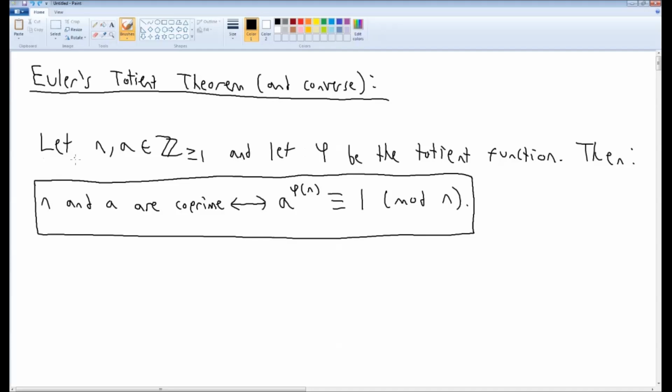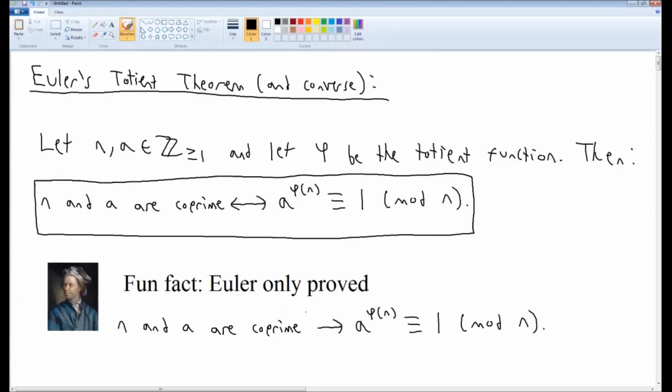Today we're going to be proving Euler's Totient Theorem. It says that if you have two positive integers n and a, and phi is the totient function, I'll explain what that means later, then n and a are coprime to each other, I'll explain what that means too, if and only if this congruence holds.